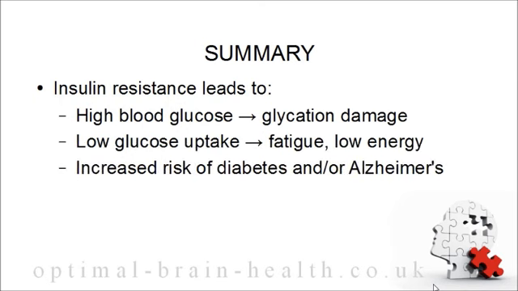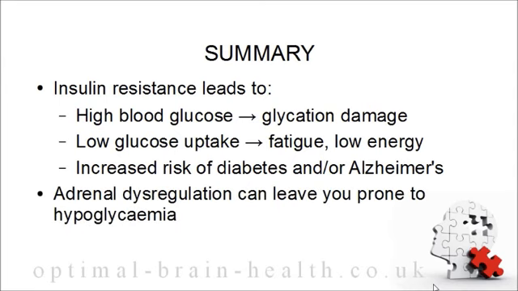The two main forms of dysregulation are firstly insulin resistance, which can lead to excessive spikes of blood sugar and resulting damage, and at the same time low glucose uptake and resulting fatigue, and in time increased risk of diabetes and Alzheimer's. And secondly, adrenal dysregulation, which can leave you prone to hypoglycemic lows because you may not be able to produce the cortisol that's needed to boost blood sugar back up again. We'll take a more extended look at cortisol in the next unit covering the stress response.